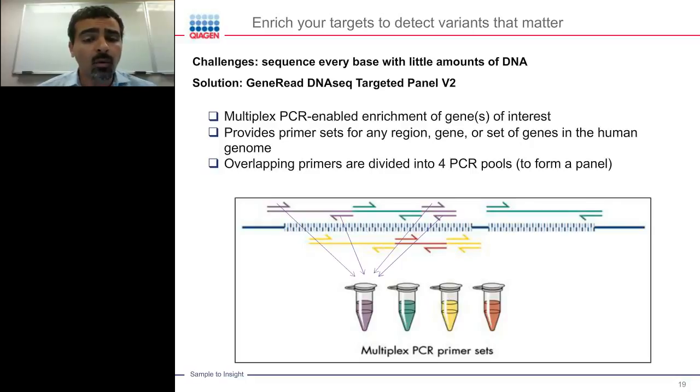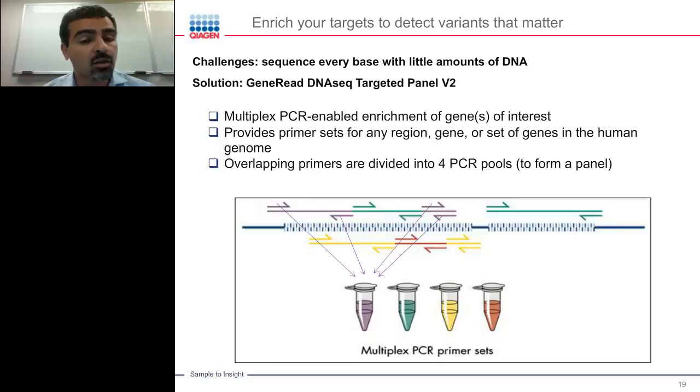So with targeted enrichment, the major challenge is that you want to sequence every base within your targeted region with little amounts of DNA. And that led us to the development of the GeneRead DNAseq Targeted Panels version 2. They use a multiplex PCR based enrichment. So instead of using a hybridization-based approach followed by PCR, we go straight to PCR to enrich for the genes.